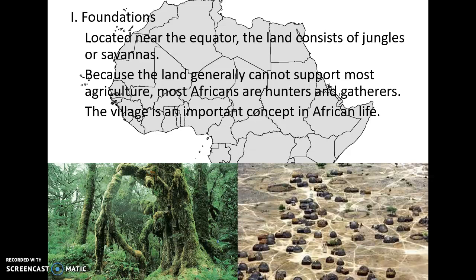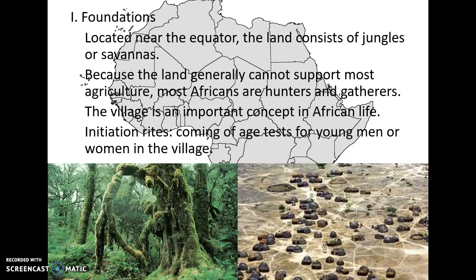Young children pull weeds or sort vegetables. Older children will herd livestock or do household chores. In some of these villages, they still perform what are called initiation rites. These are coming-of-age tests for young men or women in the village. These initiation rites, which happen as young as 12 or as old as 20, can include hunts, dances, and ceremonies with masks. The men under 35 traditionally protect the village, and the older men govern.